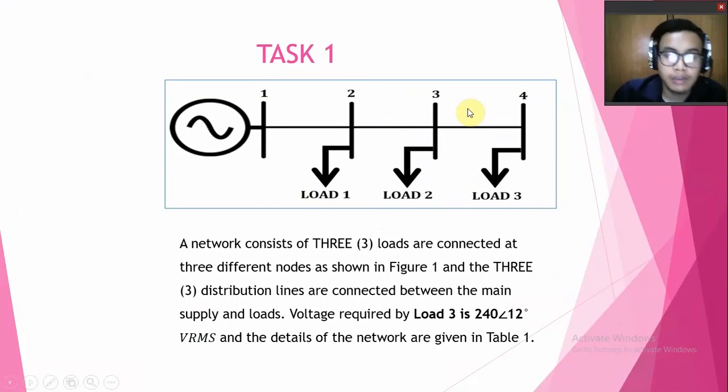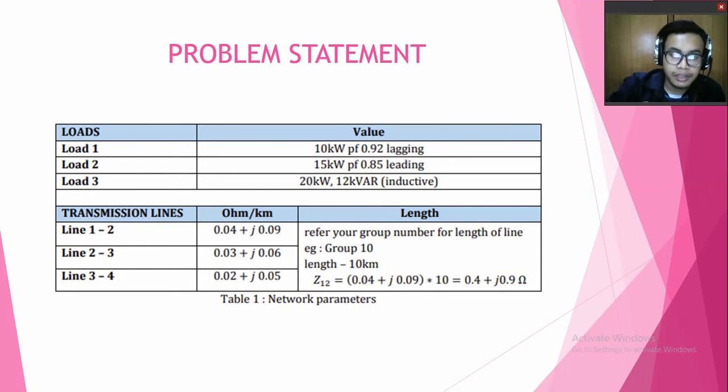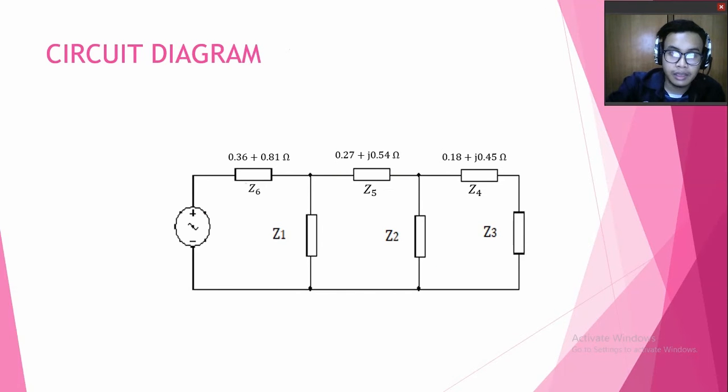Okay, for Task 1 of this assignment, a network consists of 3 loads connected at 3 different nodes, as shown in Figure 1, and 3 distribution lines are connected between the main supply and the loads. The voltage required by load 3 is 240 angle 12 VRMS, and the details of the network are given in Table 1. This is the circuit diagram.